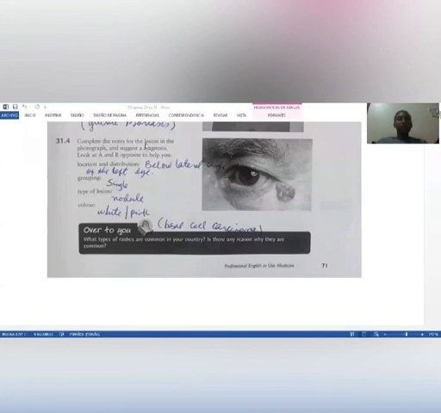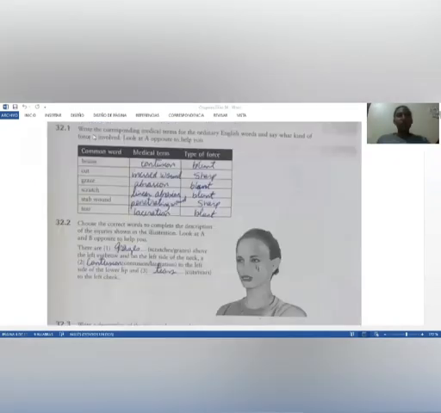Complete the notes for the lesion in the photograph and suggest a diagnosis. Look at A and B opposite to help you. Location and distribution: below the lateral angle of the left eye. Grouping: single. Type of lesion: nodule. Color: pink. Diagnosis: basal cell carcinoma.